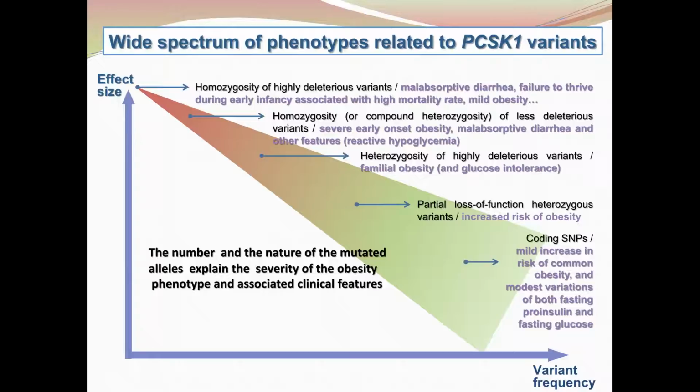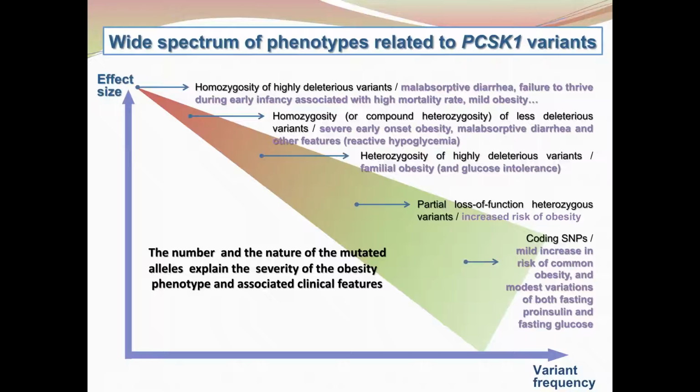And then, if you see here on the right, if you have a less deleterious variant, you have some kind of malabsorptive diarrhea, reactive hypoglycemia, and severe and early onset obesity. When it's heterozygous, so only one highly deleterious variant, you still have a high risk for familial obesity. And when you have a coding SNP that has been found by GWAS, then you have a mild increased risk for obesity and a very modest variation in fasting proinsulin and glucose.